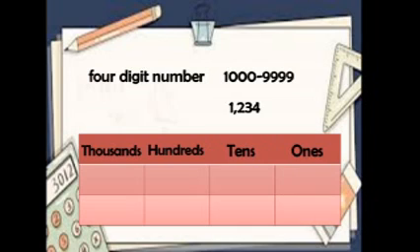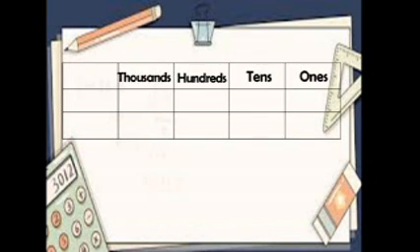1,234. So, let's find the ones. What number is in the place value of ones? Okay, very good. We have there 4. What about in tens? We have there number 3. Very good. What about in hundreds? We have there number 2. Very good. And what about in thousands? We have there 1. Very good. Now, I hope you understand. So let's try another example.